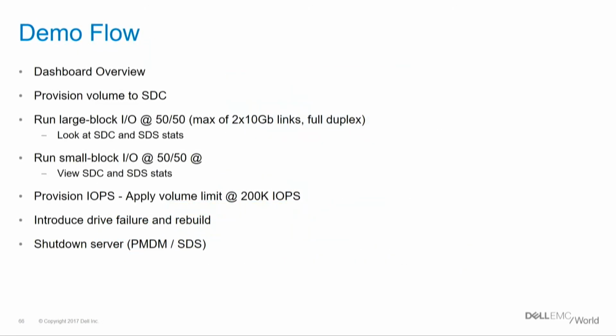From a demo perspective, I'm just gonna walk you through the GUI really quickly. We're gonna provision a volume to a single client. We're going to run some large block I/O and see what that looks like from a stress perspective. We'll do the same thing with some small block I/O. We will then show you some rate limiting so you understand how dynamically you can apply quality of service to individual volumes. And then we'll do some quick failure testing, both of a physical disk as well as a node that's actually running that MDM service.